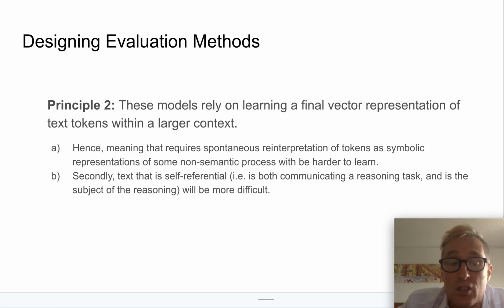And in addition, text that is self-referential, i.e. it's both communicating a reasoning task and is the subject of that reasoning, should also be more difficult, right? Because it's trying to settle on a single vector representation of each token, but if we're overloading the meaning of tokens by making them self-referential, then we're making the task more difficult. So those are the two principles we've taken into consideration in our work.